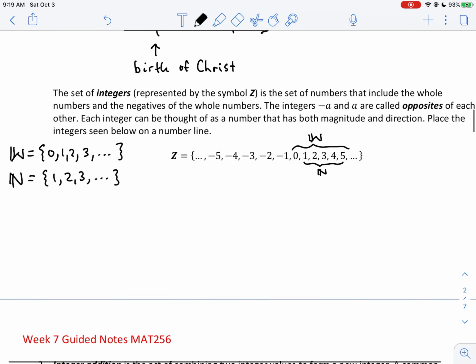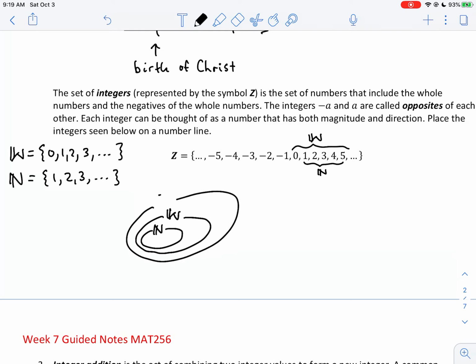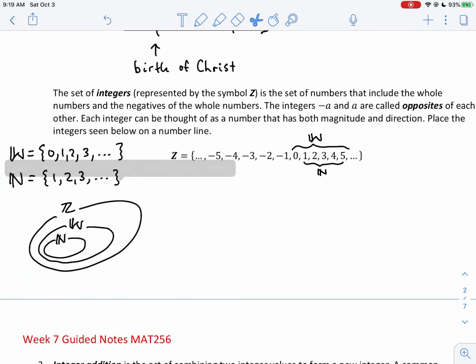If you were to use Venn diagrams to represent these things, then the smallest set here is the natural numbers. So you would have the natural numbers as one circle, and then the whole numbers is a bigger inclusive set. So the whole numbers is a superset of the natural numbers. The natural numbers is a proper subset of the whole numbers. So you should draw the circles inside each other like this. And then even more inclusive, a bigger superset of all of it, is the integers. So this is the relationship between these categories of numbers using a Venn diagram.